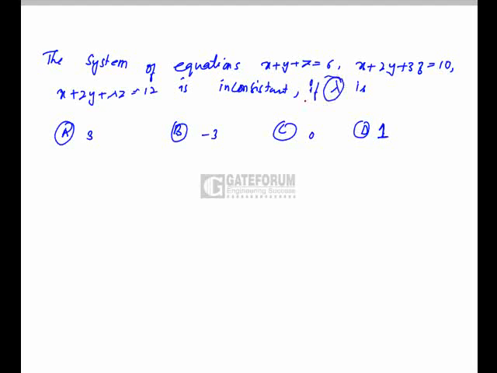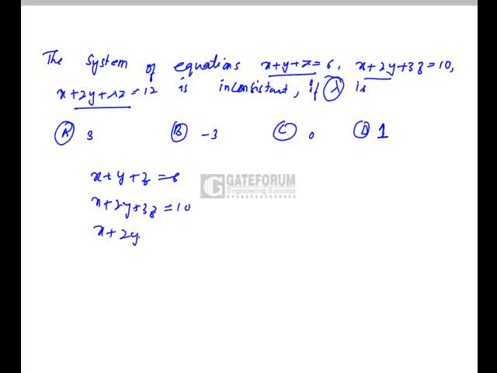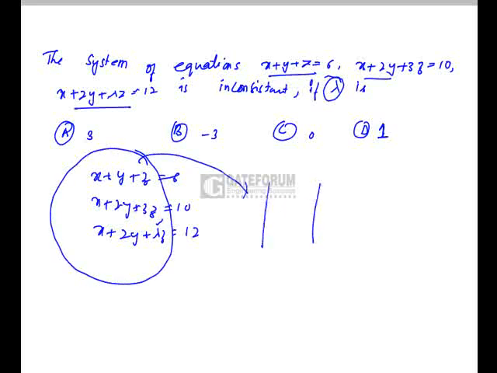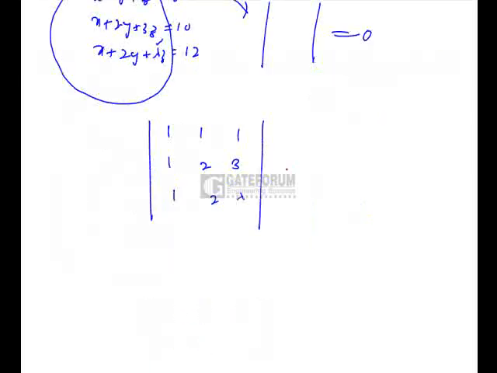Find the value of lambda for which the given equations are consistent. So the given equations are x plus y plus z is equal to 6, x plus 2y plus 3z is equal to 10, and x plus 2y plus lambda z is equal to 12. Now, in order to find the value of lambda, we make the determinant of the coefficient matrix 0. If the determinant of the coefficient matrix is 0, then the equations will be consistent. So the coefficients are 1, 1, 1, then 1, 2, 3, 1, 2, lambda is equal to 0.